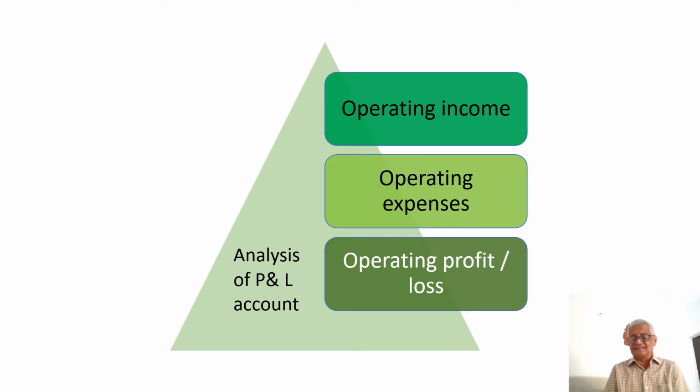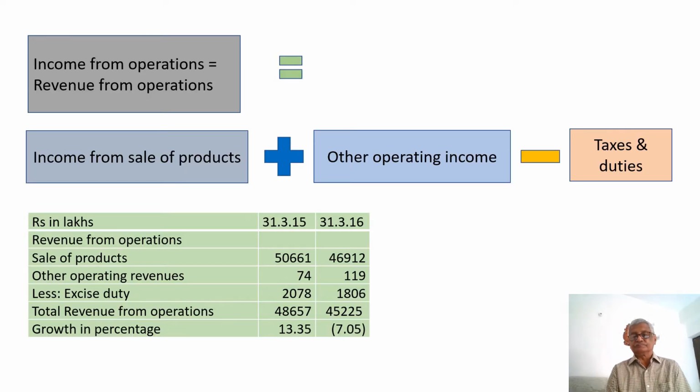is restructured by the banker in order to ascertain that there is an operating profit. Let us see how it is done using the same figures which we have taken earlier. First of all, the income from operations, or revenue from operations. We are trying to find out only the operating income. That is equal to income from sale of products plus other operating income minus taxes and duties. When I say taxes, it doesn't include income tax. It may be the GST or excise duty or the sales tax, as the case may be.